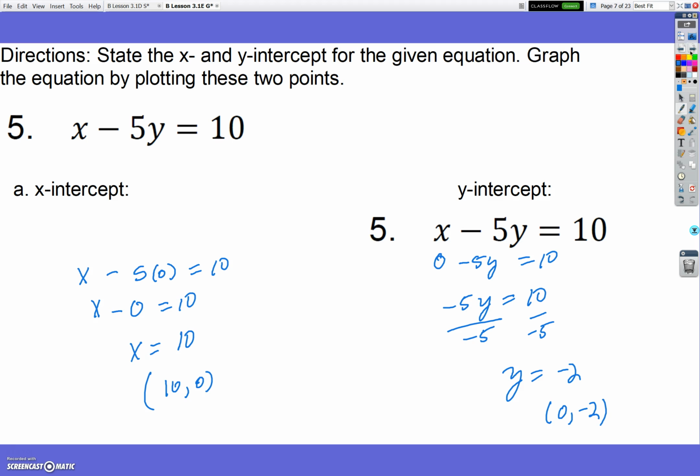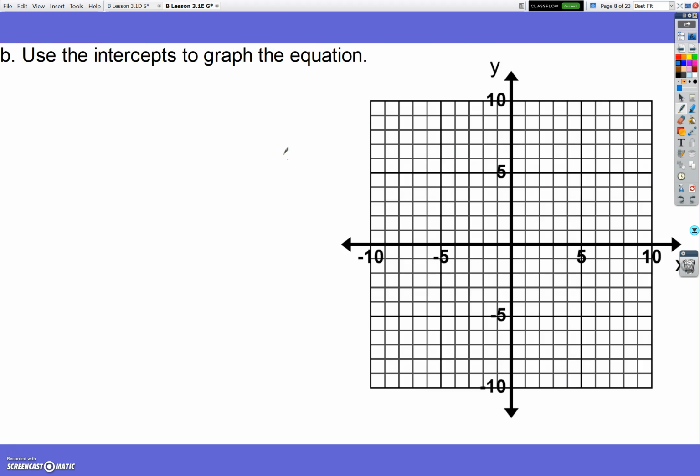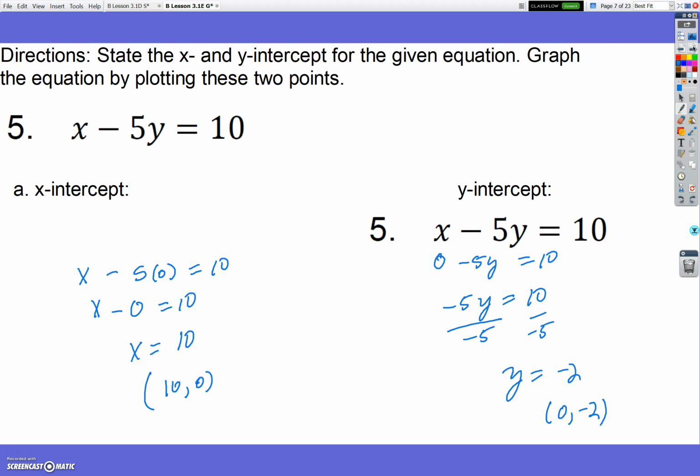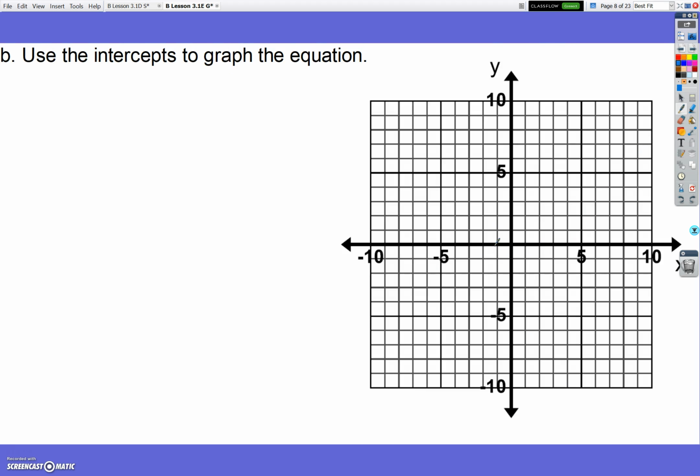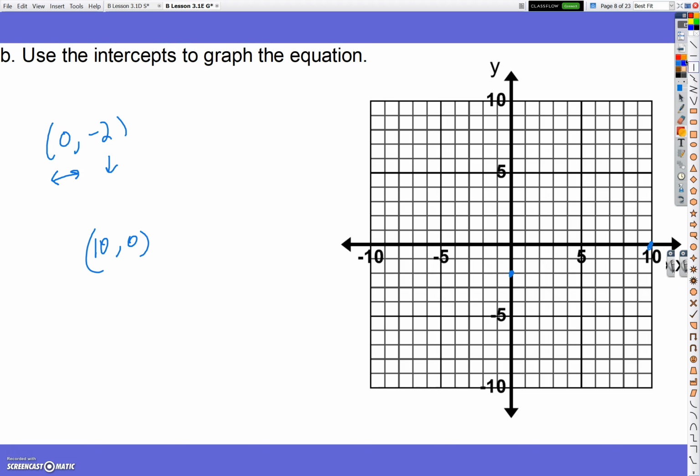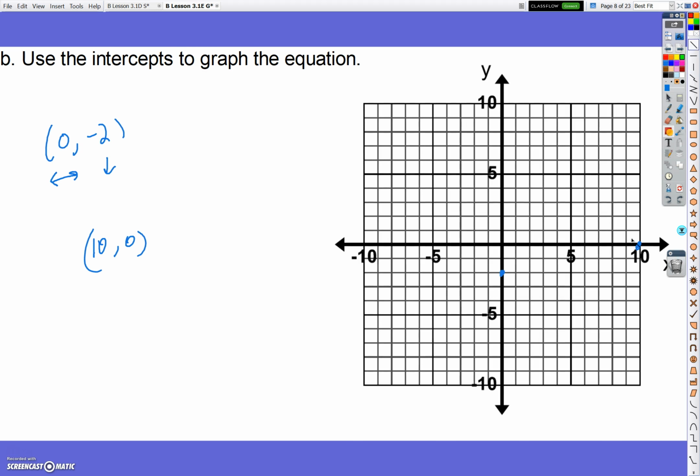So now I have my x and y-intercept, and these 2 points, I can just plot them right here. So I have 0, negative 2. This tells me to go left and right 0, but it's telling me to go down negative 2. 1, 2. It's my y-intercept. Then my x-intercept was 10, 0. Which means I go to my x-axis, I start at 0, 0, and I go over 10. So 1, 2, 3, 4, 5, 6, 7, 8, 9, 10. Here's my point. And now I'm going to graph these 2 points by just connecting the dots. And your line would look like this.